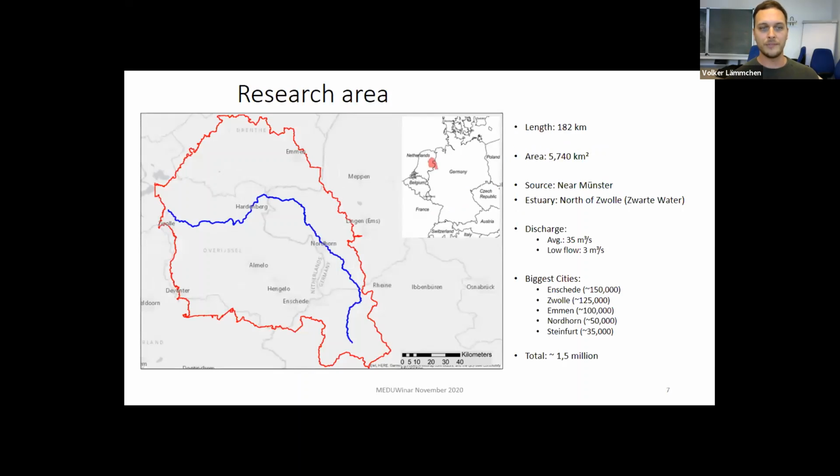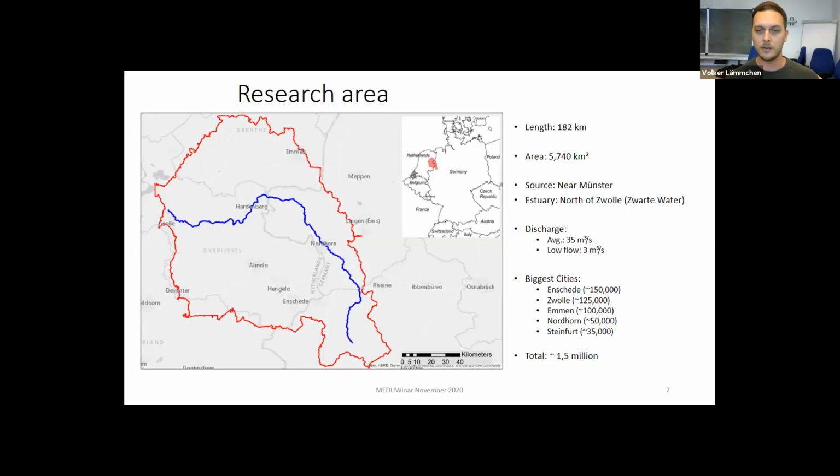To give you an overview of the Vecht catchment that I'm now talking about and that the whole MEDUWA project is focusing on: the Vecht is a 182-kilometer long river, which has its source near Münster in the Münsterland. Then it flows from North Rhine-Westphalia in Germany to Lower Saxony, where it crosses the Vechtesee near Nordhorn, and then near Hardenberg it crosses the border. It flows to Zwolle, and in Zwolle it goes into the Zwarte Water, and from there into the IJsselmeer. You can also see on the right of the map where it is located in Germany and the Netherlands.